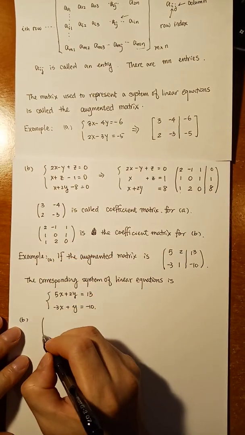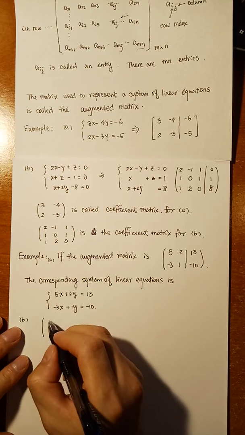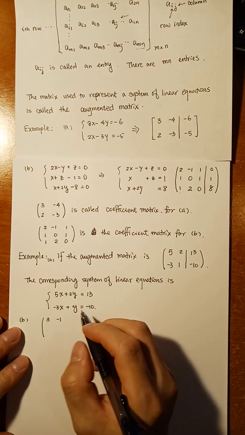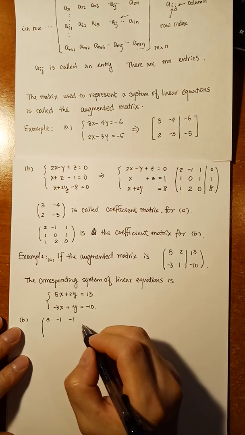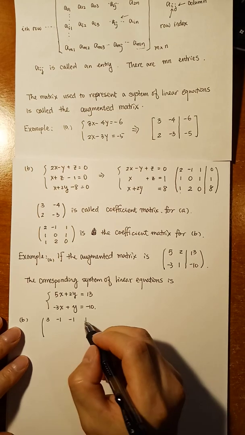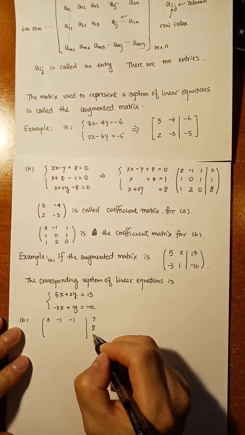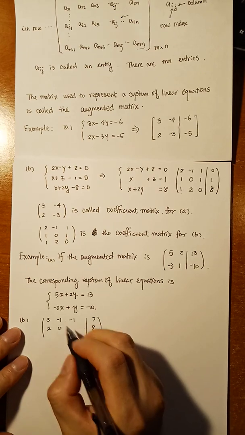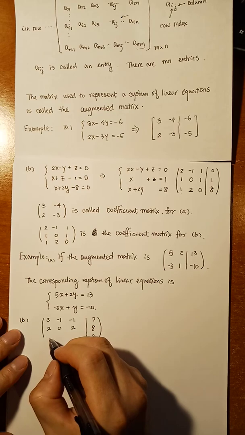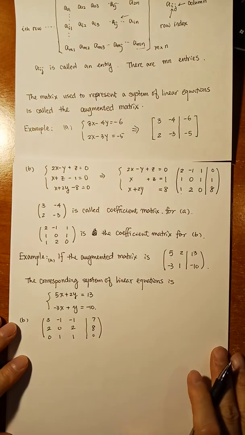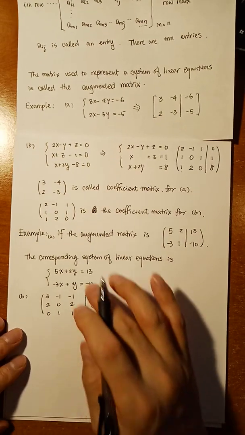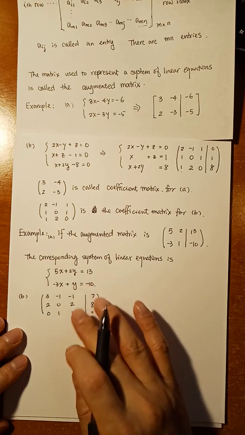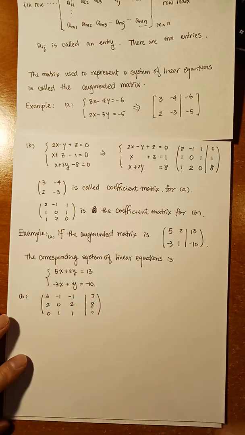B, if the augmented matrix is given by this one, 3, -1, -1, vertical segment, and 7, 8, 0. I just tried 2, 0, 2, 0, 1, and 1. Okay, so assume this is an augmented matrix. How do I know it's augmented? You see the vertical segment between the right and left side.